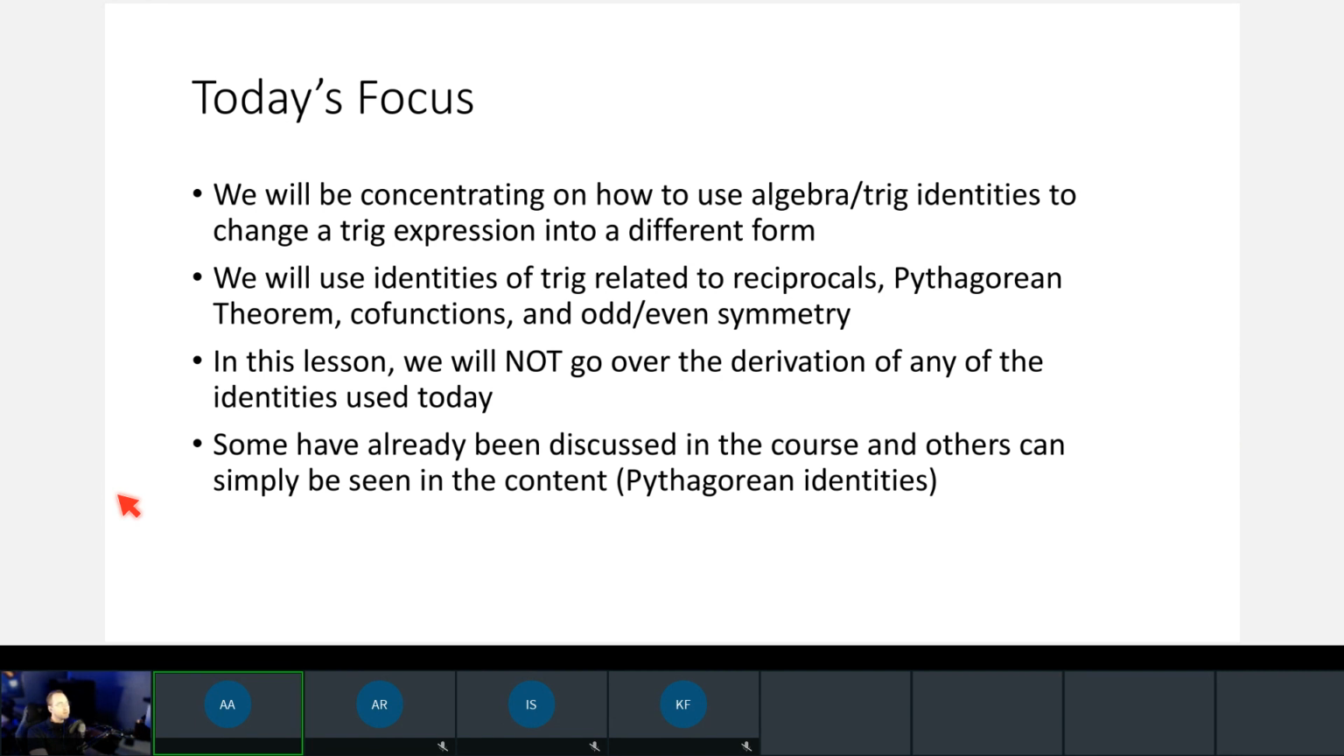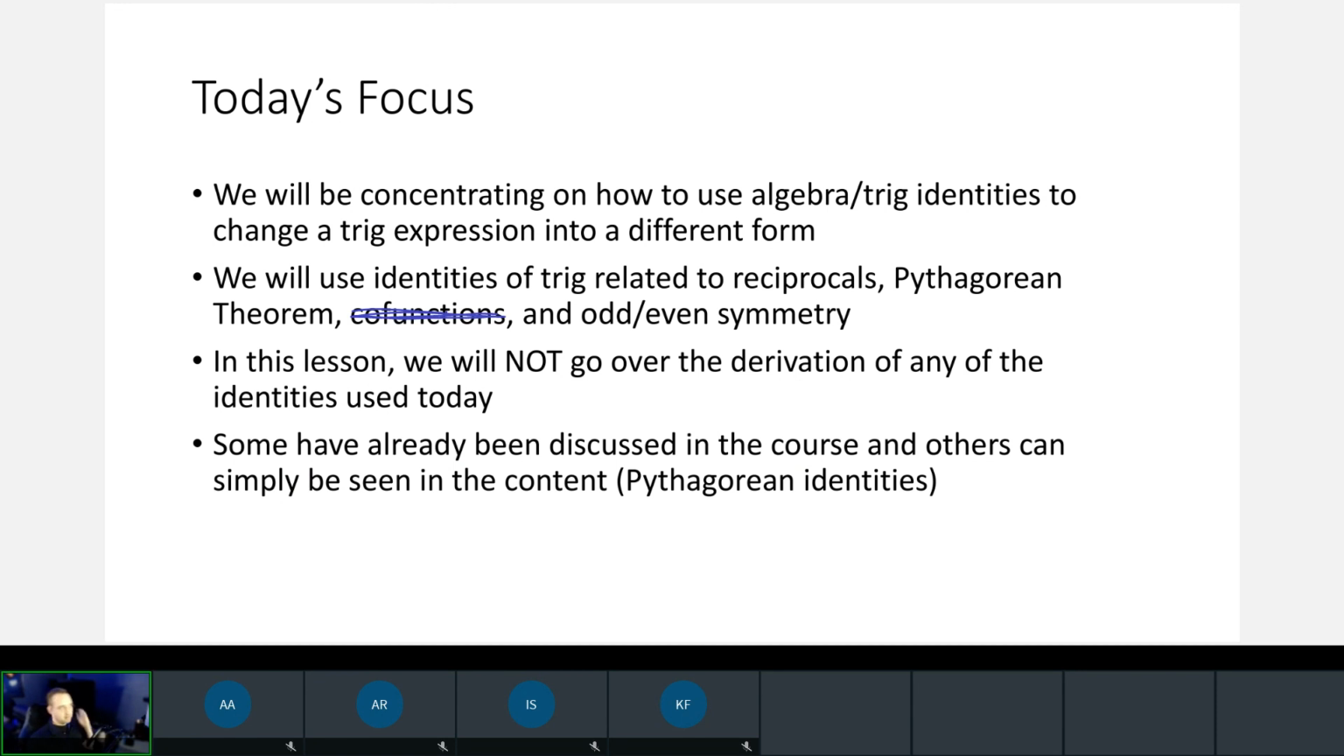On this lesson, we will not go over the derivation of any of the identities used today. Some already have been discussed in the course, and others can be simply seen in the content. And that's that.